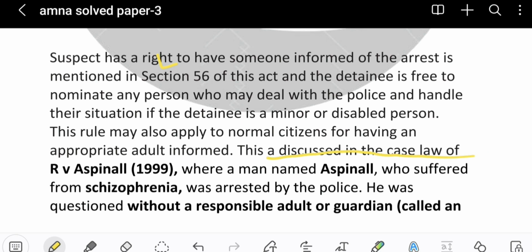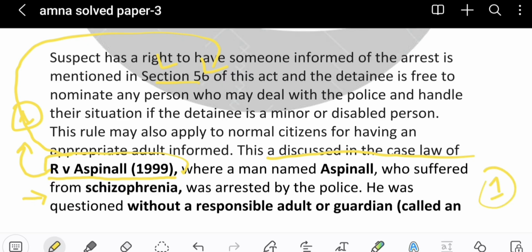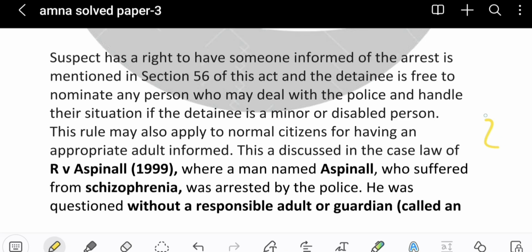This is discussed in the case of R v Spinal 1999. So now by adding this case you will get 1 more mark. Why? Because you have added this case and related it with this section, and you will also explain this case as well. So if you explain this case, you will ultimately get 1 mark. So in this full paragraph you will get 2 marks. Why? You have added the section and explained the section from here to here. After doing that, you have added the case law and then you have explained this case law from here to here. You will get 2 marks, one from the section and one from the case. Now I will explain the case now.